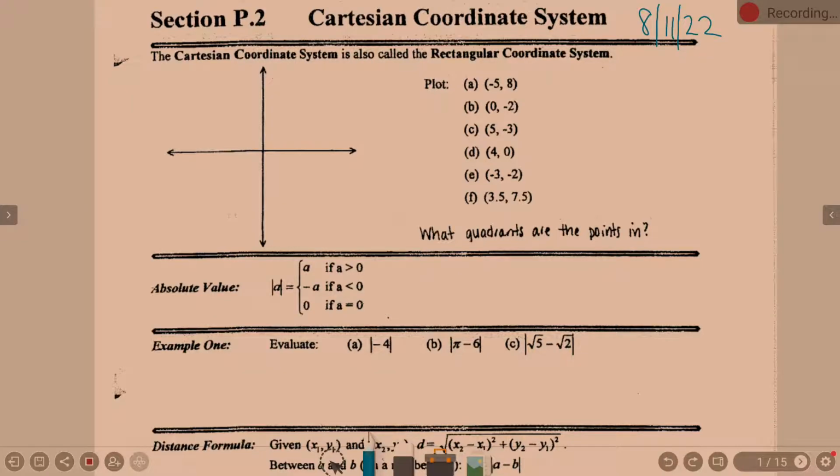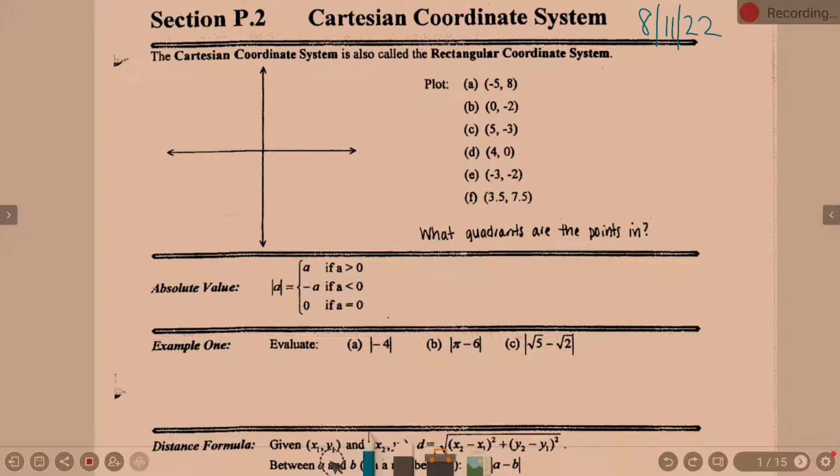Lesson P2. This is much more review, I think, than maybe some of the first lesson. Cartesian coordinate system. Now, if you look at that and you say, what the heck is a Cartesian coordinate system? You know exactly what it is. The Cartesian coordinate system is your graph here, right? Why are they going to come up with such a complicated name? That's always been the complicated name of it.